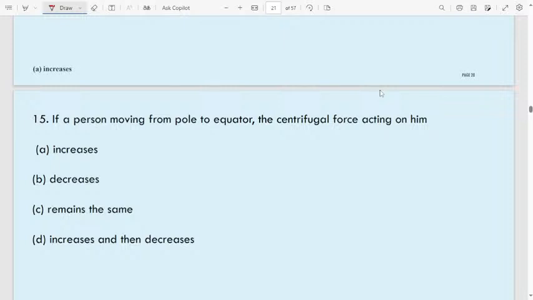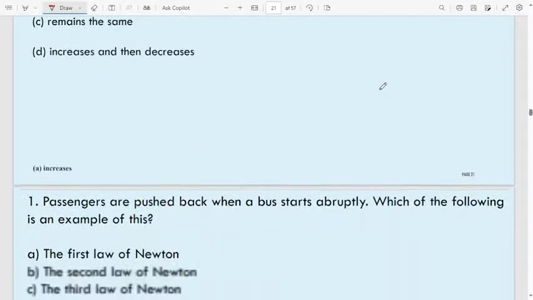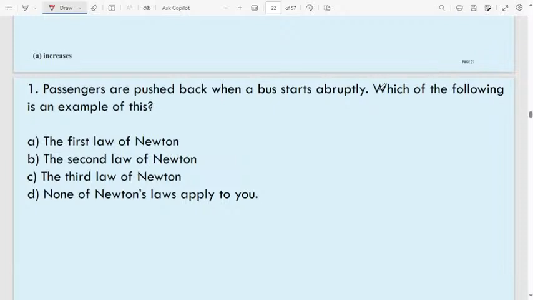I think the same question is repeated, if a person is moving from pole to equator. Same question repeatedly. Okay, let us move to the next set of questions.